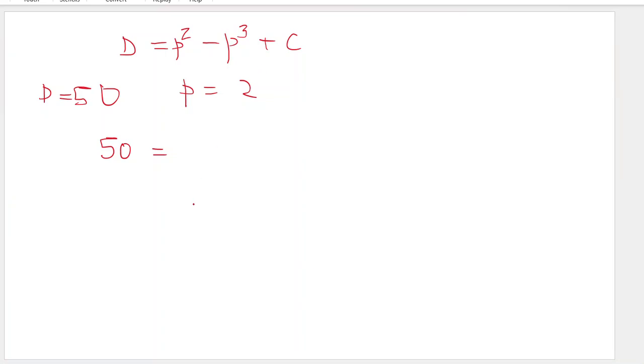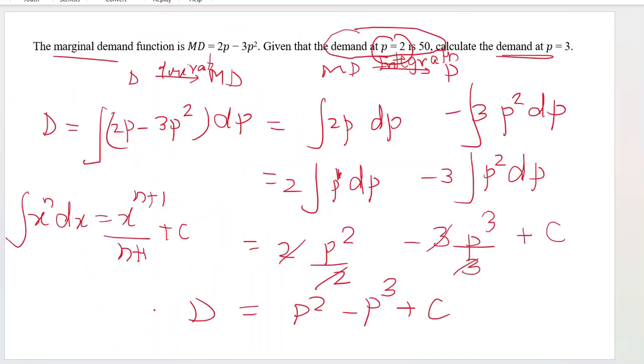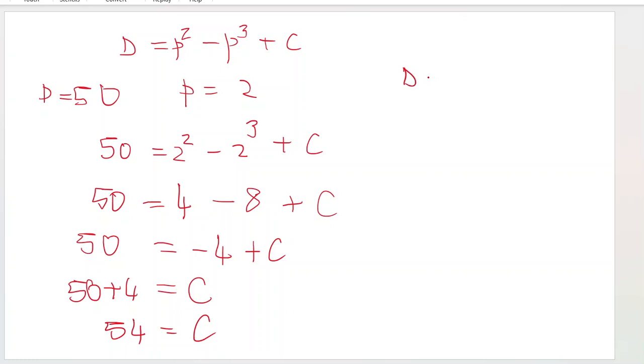We put d equal to 50 there, and we put 2 square minus 2 cube plus c. So 50 equals, 2 square is 4, 2 cube is 8, plus c. So 50 equals 4 minus 8, which is minus 4, plus c. We take this 4 that side, so 50 plus 4 is equal to c. So 54 is equal to c. Therefore, our demand function, which was earlier p square minus p cube plus c, when we insert c becomes p square minus p cube plus 54.